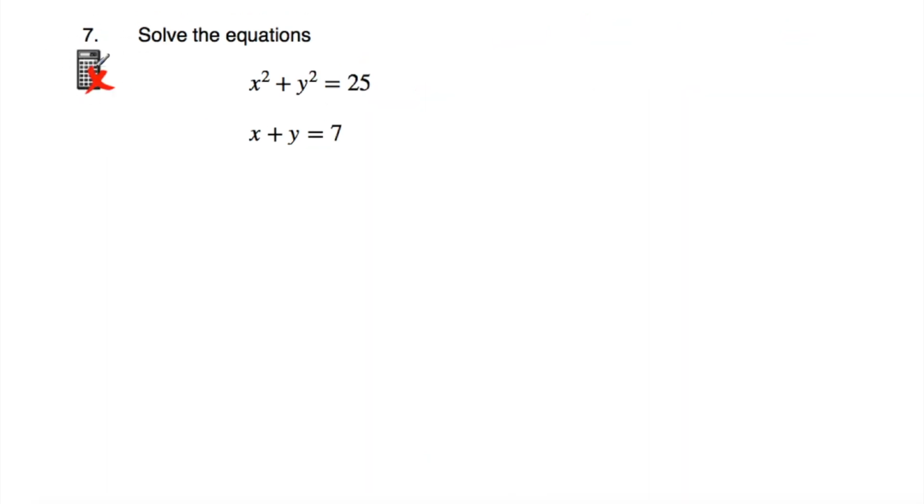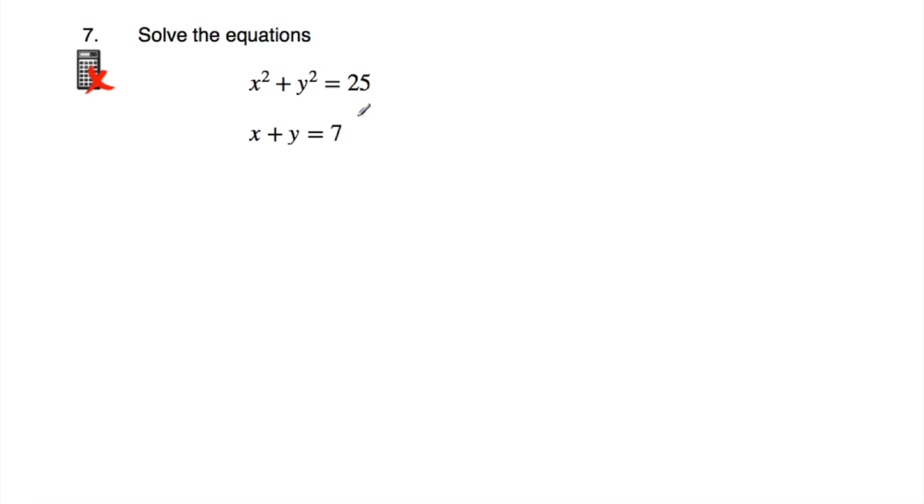Okay, let's have a look at our next question, question number 7. This is a non-calculator question, so I'm putting down my calculator. We've got the equations x squared plus y squared equals 25. So we've got a circle with radius 5. If you know the equation of a circle, you know why that's the case. And then we've got x plus y equals 7, so this straight line. And we've been asked to solve these equations.